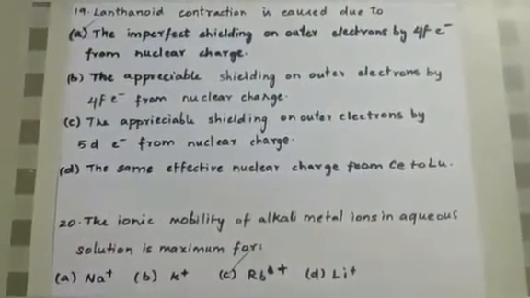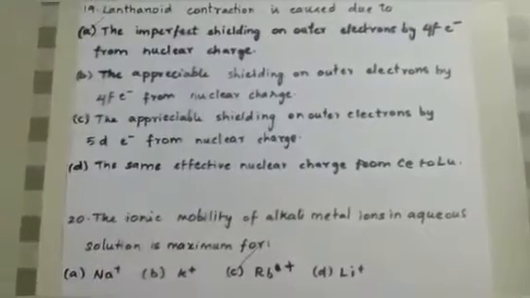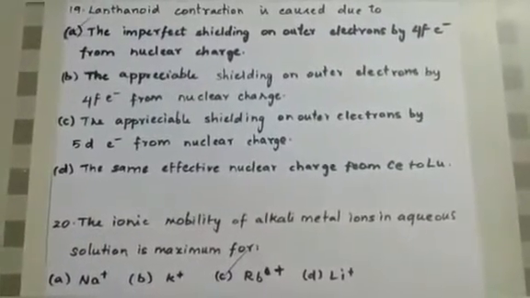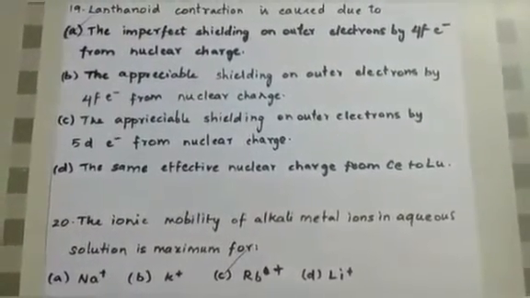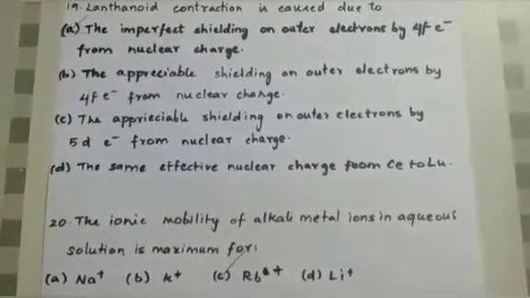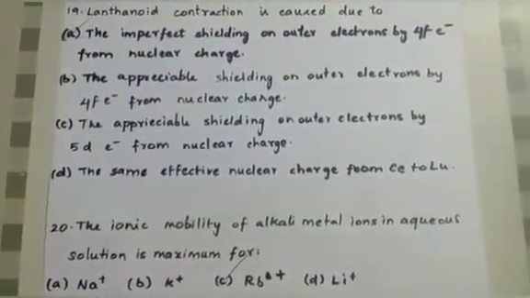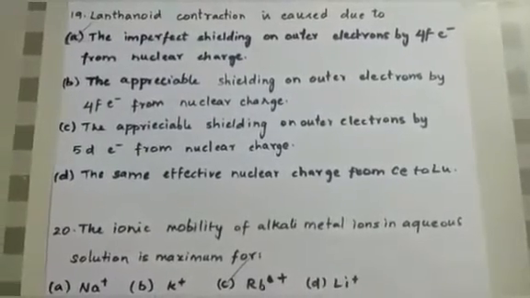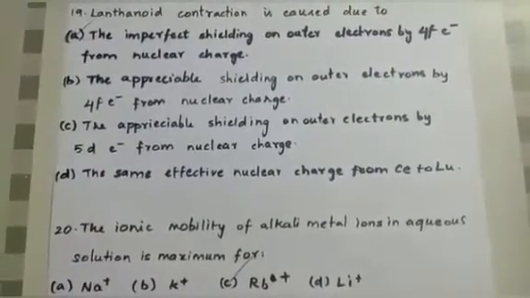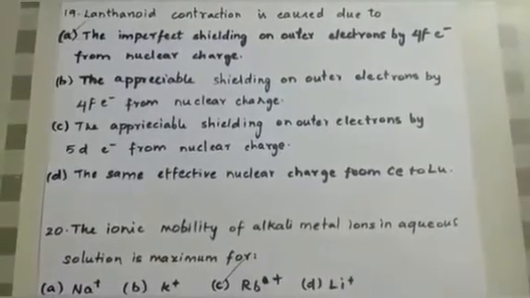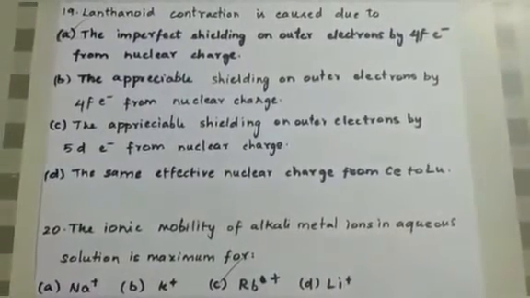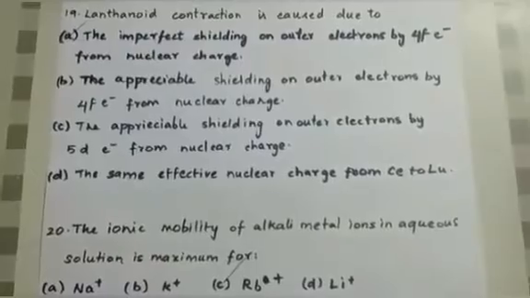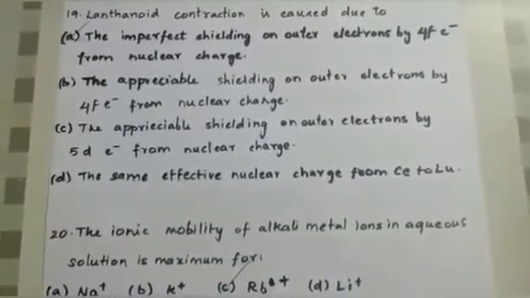19th question. Lanthanide contraction is caused due to A. The imperfect shielding on outer electrons by 4f electrons from nuclear charge. B. The appreciable shielding on outer electrons by 4f electrons from nuclear charge. C. The appreciable shielding on outer electrons by 5d electrons from nuclear charge. D. The same effective nuclear charge from cerium to lutetium.